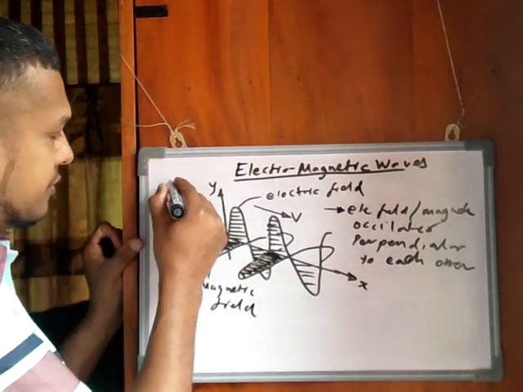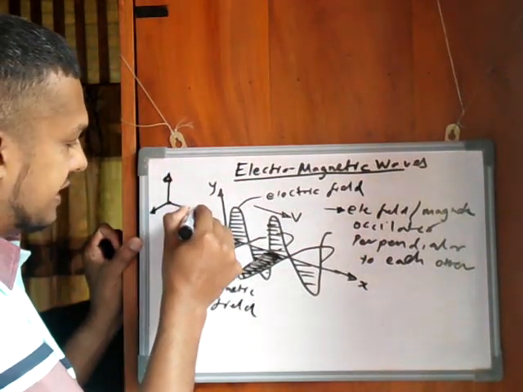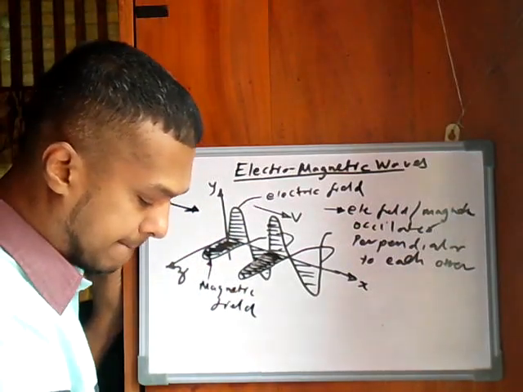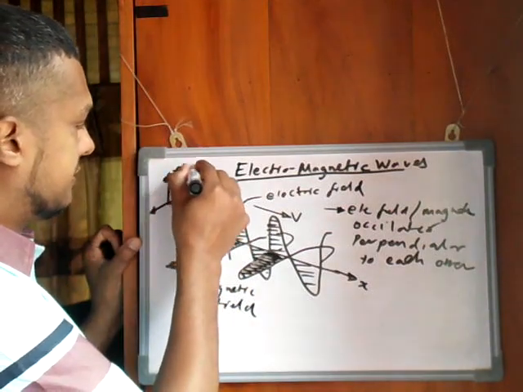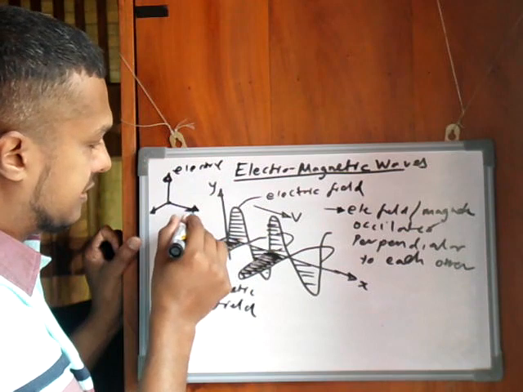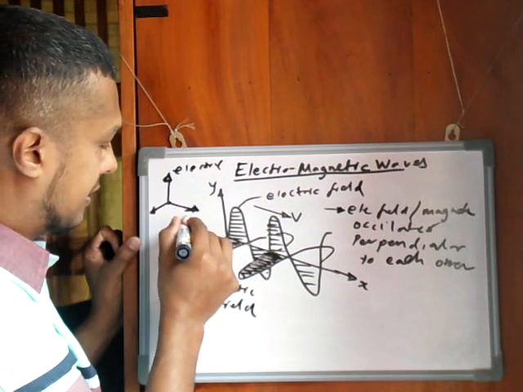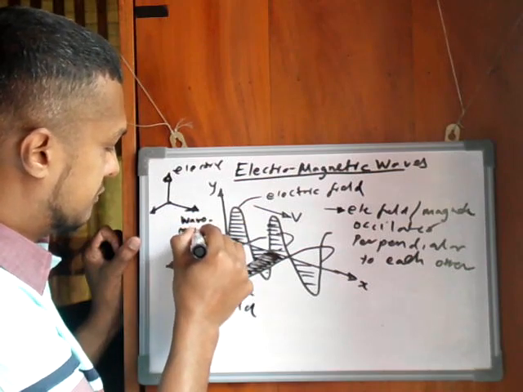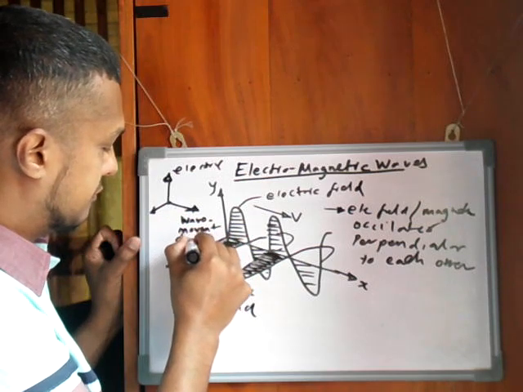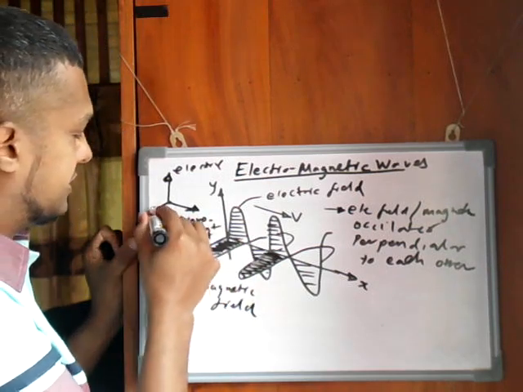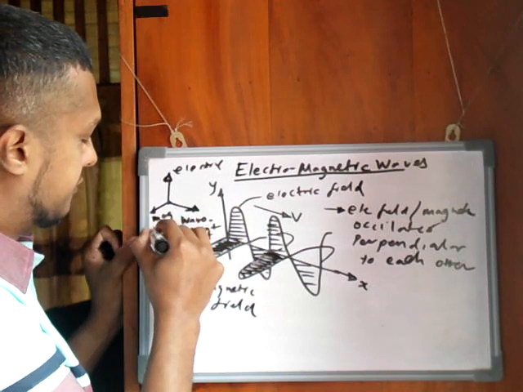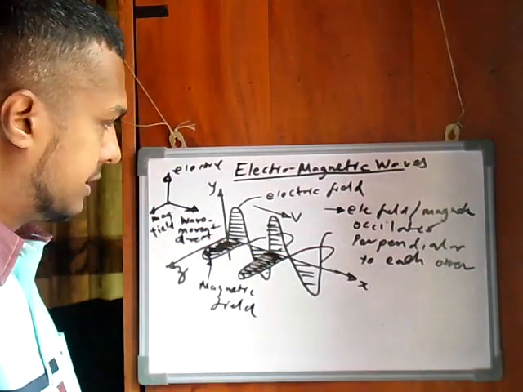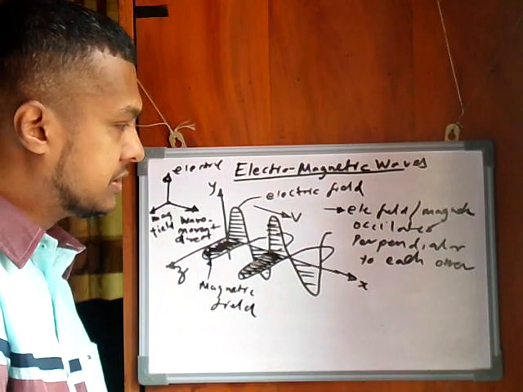If we draw these three axes, this is the direction of the electric field, this is the direction of the wave movement, the wave direction, and this is the magnetic field direction.